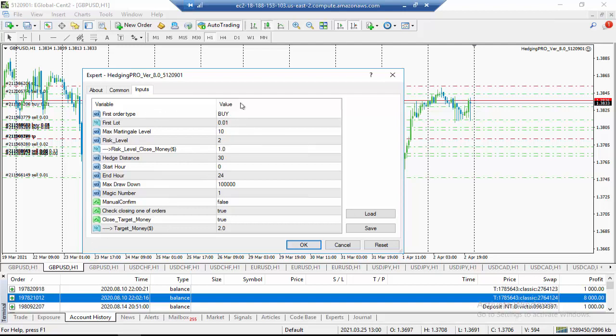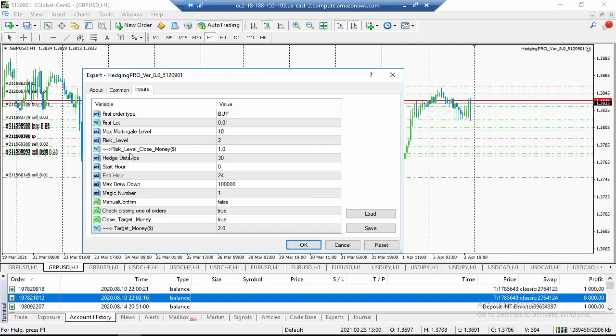On this first chart, I want to buy, and I make my first lot size to be 0.01. I make my martingale level to become 10. That means I'm telling the software that don't open beyond 0.89. Don't open beyond 0.89. That's the meaning of what I'm saying here.